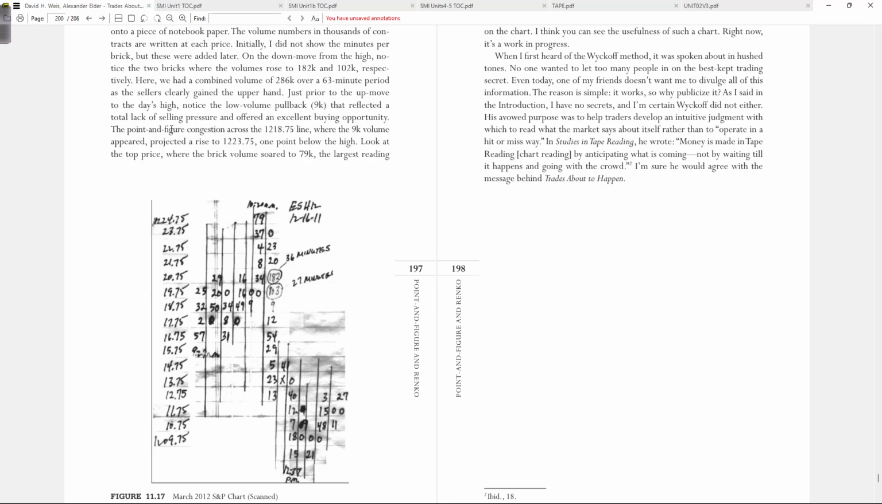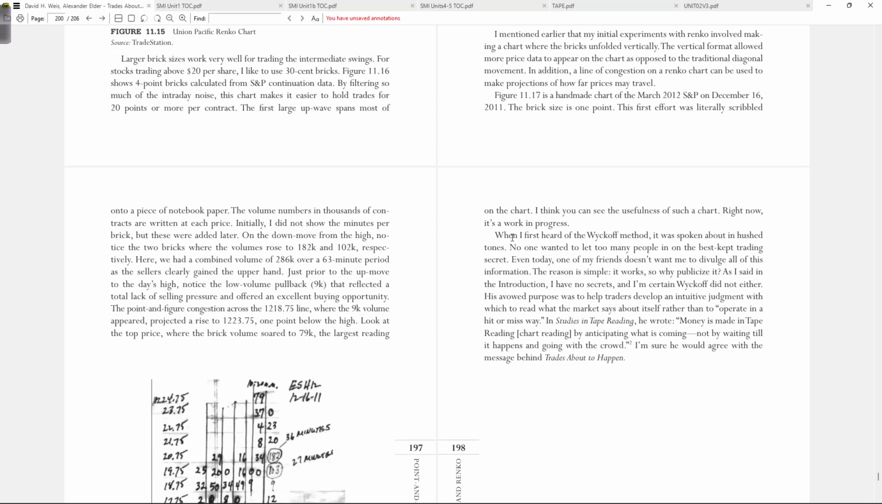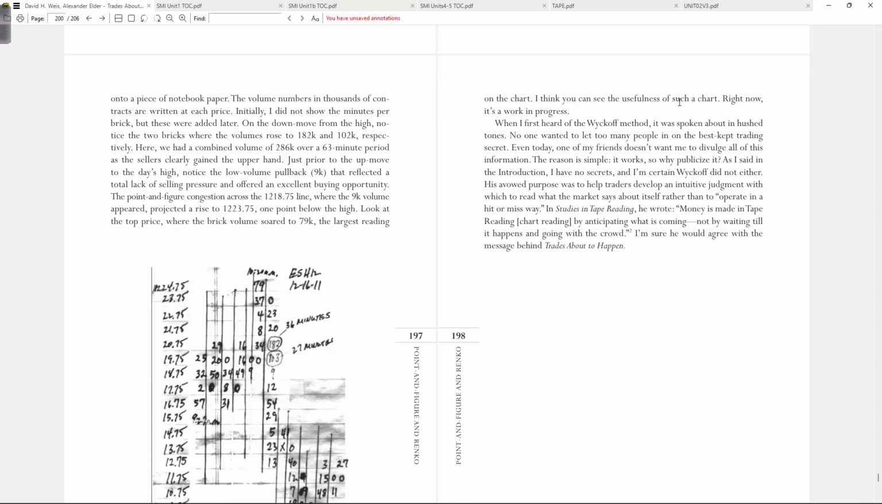The point and figure of congestion across the 1218.75 line where the 9k volume appeared projected a rise to 1223.75, 1 point below the high. Look at the top price where the break volume soared to 79k, the largest reading on the chart. I think you can see the usefulness of such a chart. Right now it's a work in progress.